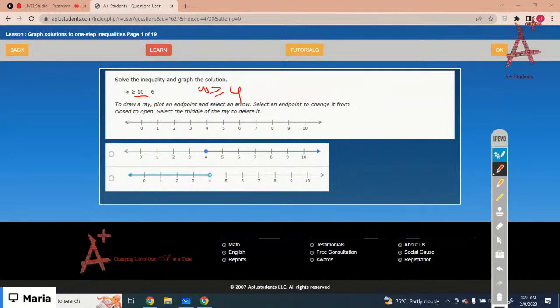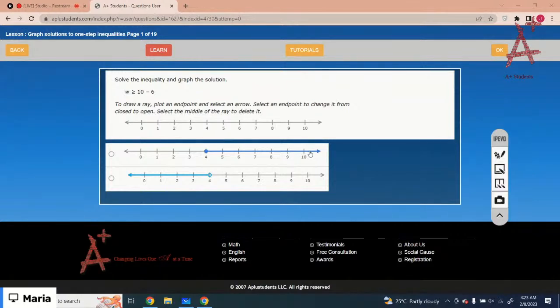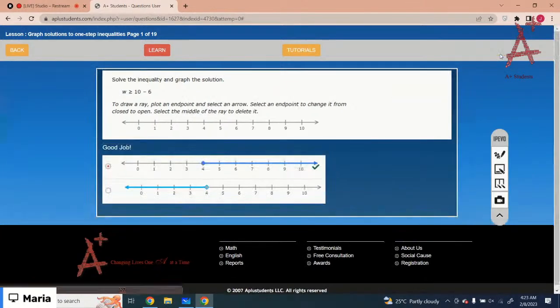So that is option number 1. Got it? On option number 1, we have a closed circle at 4 and also the graph is pointing at the right hand side. So it would be option number 1.